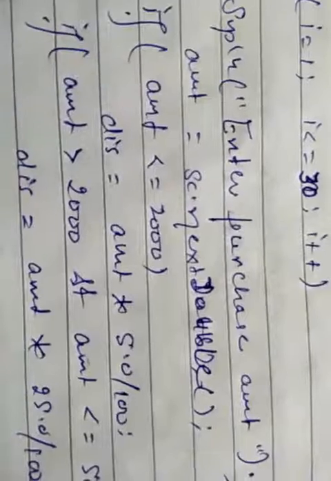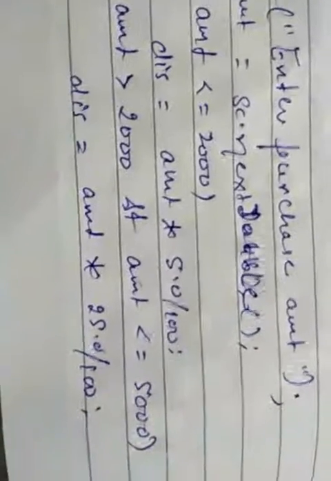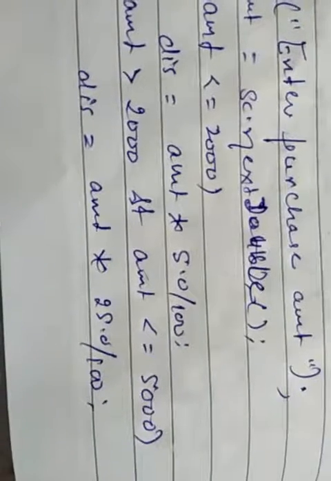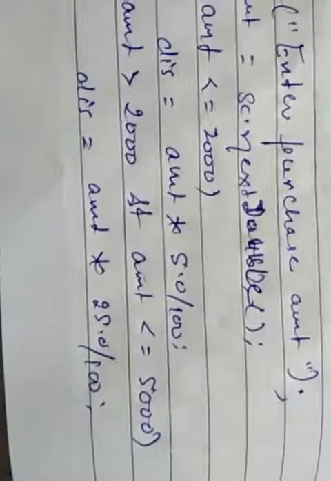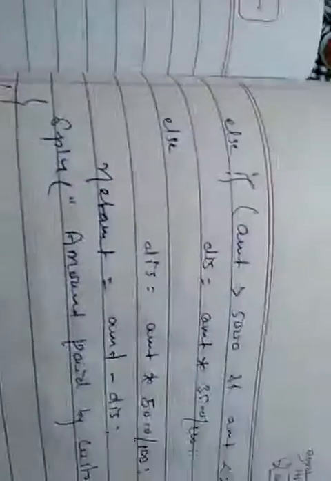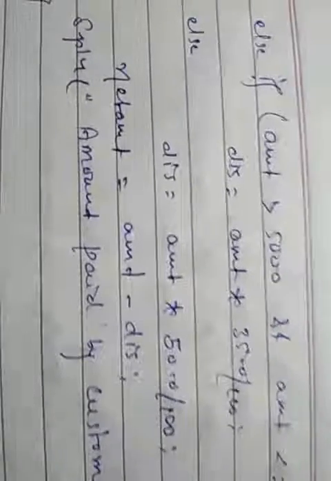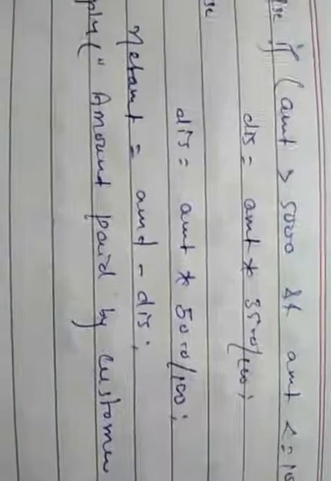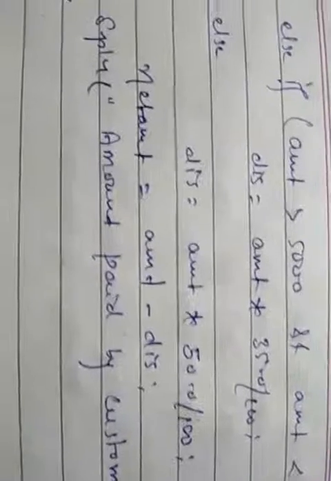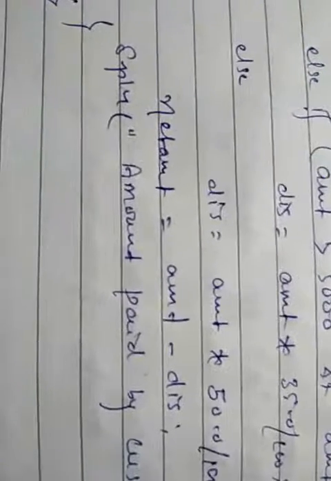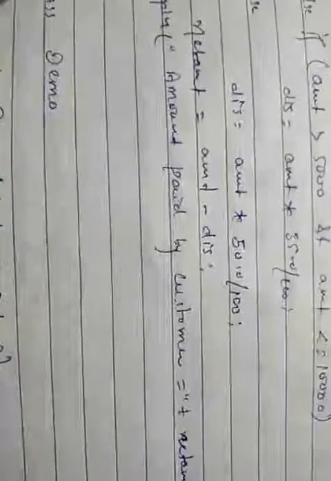So if the amount is less than or equal to 2000, then the discount is 5%. If the amount is greater than 2000 and up to 5000, then the discount is 25%. And there is a next condition: if the amount is greater than 5000 and less than or equal to 10,000, the discount will be 35%, and the last condition is above 10,000, the discount will be 50%. So the discount will be calculated out of these four conditions, and now we are calculating the net amount. So net amount will be input amount minus discount, so the amount paid by the customer equals net amount.